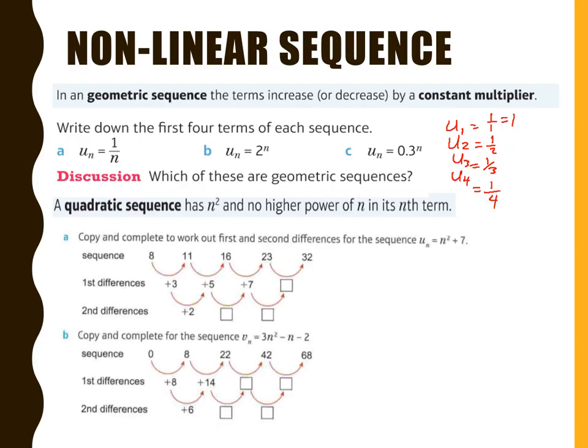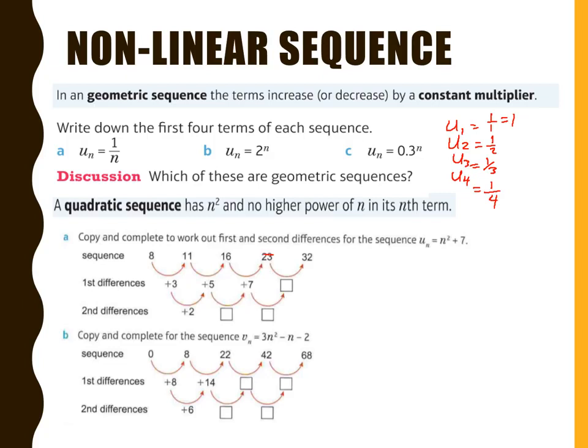When you have a quadratic sequence, you can't have anything more than n squared. If you had n cubed, then that's not a quadratic sequence. A quadratic sequence is n squared. So if I was given this example, copy and complete to work out first and second differences for the sequence n squared plus 7, this is what you would do.